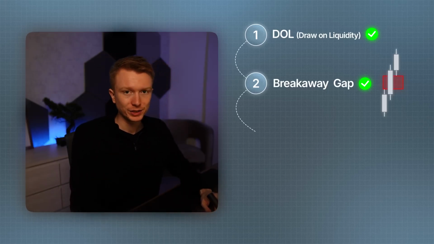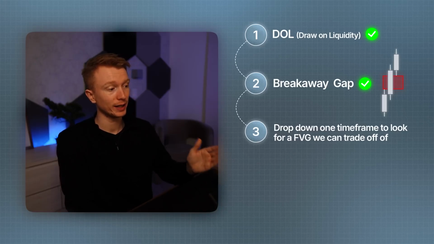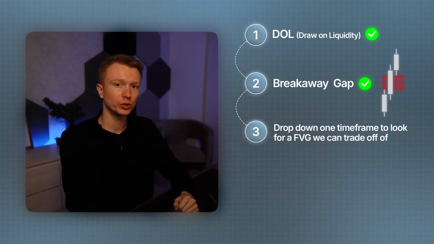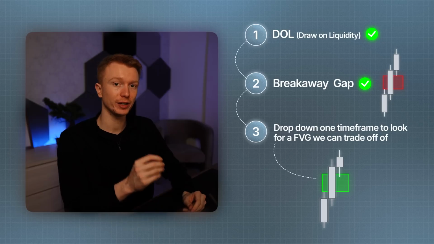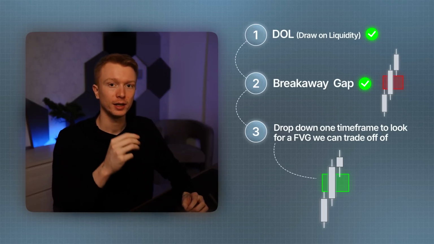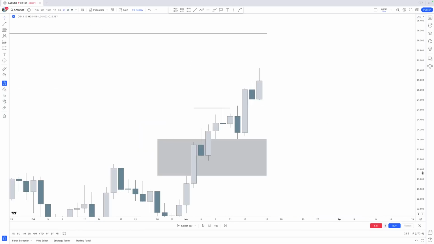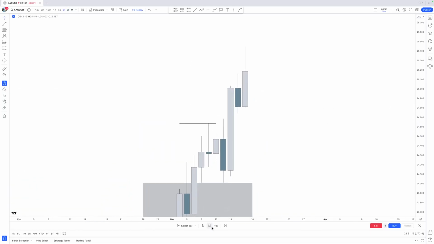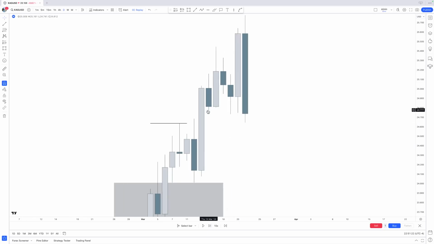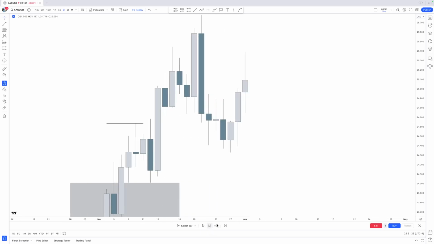Now right here, the next step we then want to take, once we have identified a potential breakaway gap, is to go down a singular time frame to find a fair value gap that we can potentially trade back into. So from the weekly, we go down into the daily right here. And on the daily, we see that we do have a potential fair value gap that we can look to trade back into right there, where eventually off of this order block and the fair value gap, we continue higher, creating new expansion phase candles, new potential fair value gaps, or again breakaway gaps.